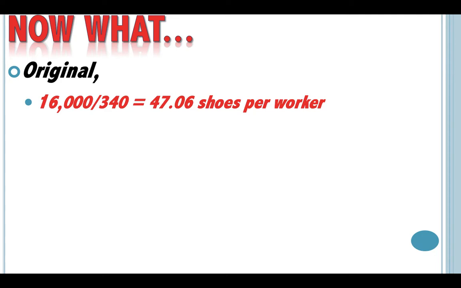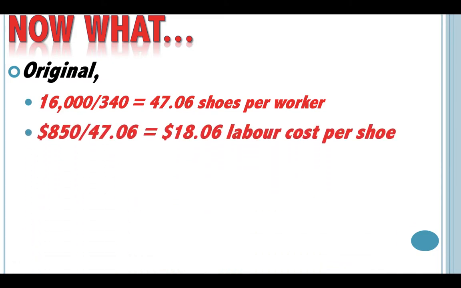that's directly related to wages for a single pair of shoes being produced? Okay, so you should have got 16,000 divided by 340, it's just output over input. That's what productivity is, output over input. So we're talking about output per worker. Each worker per 8-hour shift is responsible for 47.06 shoes. If we pay each worker $850 a day, then we take that 850 divided by 47.06, the productivity. So therefore, the labor cost per shoe is $18.06. That means the cost of producing one shoe that's directly related to wages is $18 per shoe.